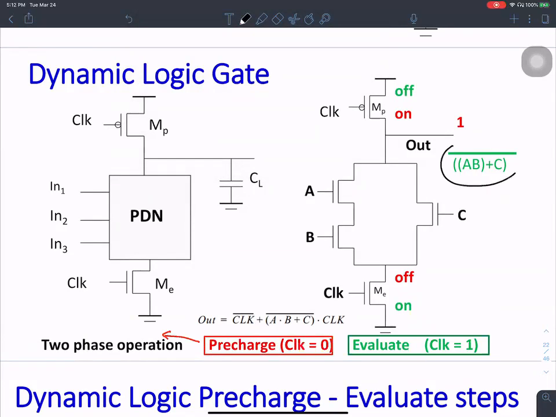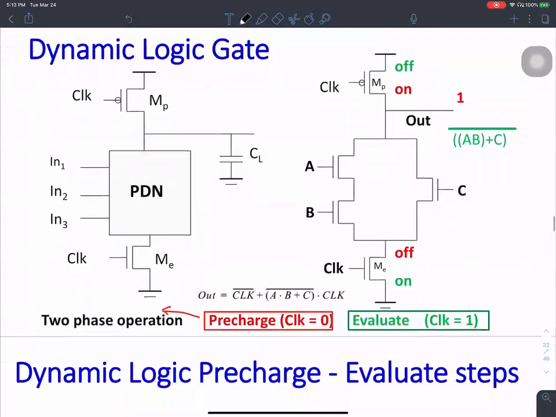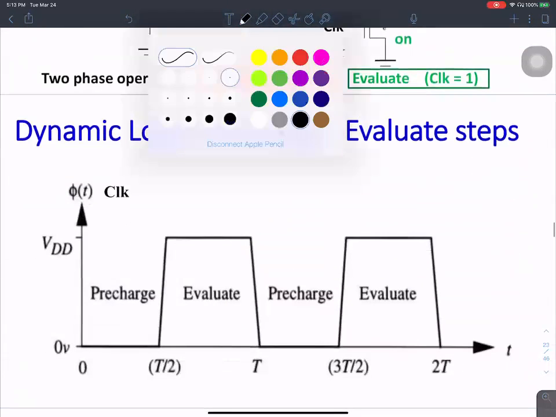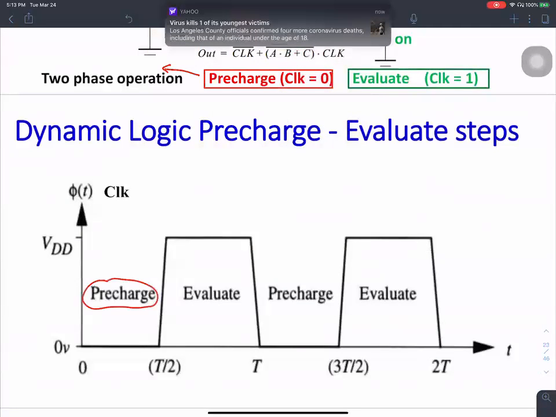If I wanted to implement something like A times B plus C, the A and B NMOS transistors are put in series, and C, the addition transistor, is put in parallel because it is adding. So the logic is still the same. The way the transistors are connected in series and parallel is still the same. The only thing that is different is that the pull-up network is removed. When the clock is 0, I have a precharge phase.